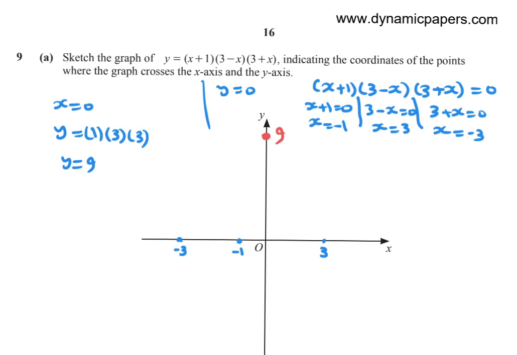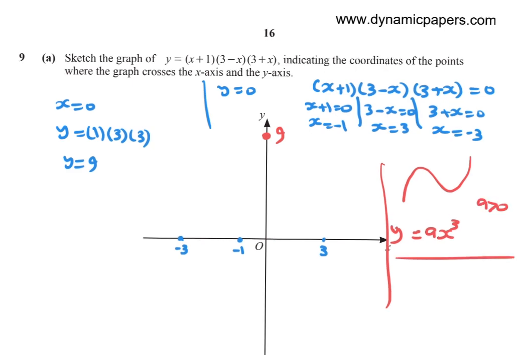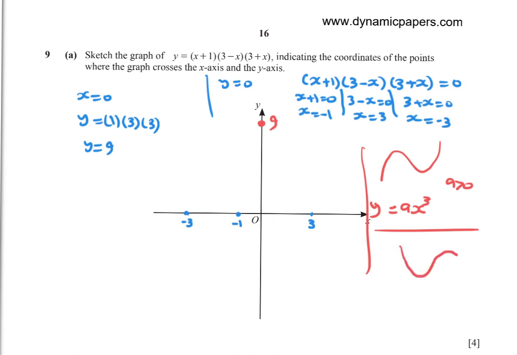Now to draw the curve for this cubic function, we have two cases. The first one is if the coefficient of x power 3 is positive. If the coefficient of x power 3 is positive, this is the curve, if a is more than 0. And the second case is if the coefficient of x power 3 is negative. So if a is positive, this is the curve. If a is negative, this is the curve.